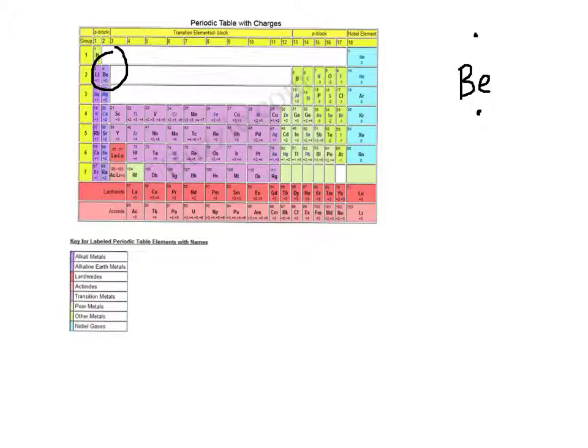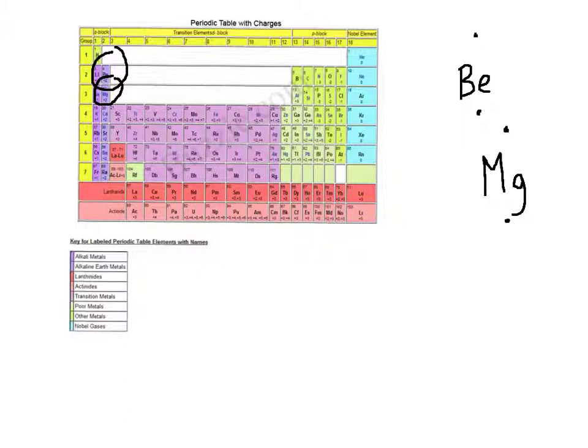If you were asked to draw a Lewis dot diagram for magnesium, well, you can see magnesium is right underneath beryllium. It's also in group number 2, and so as far as the valence electrons are concerned, it's going to look just like beryllium. Right? It does have more electrons than beryllium, but it has the same number of valence electrons.